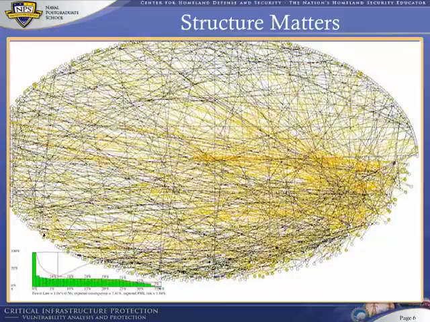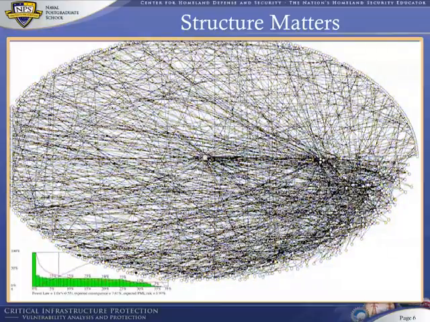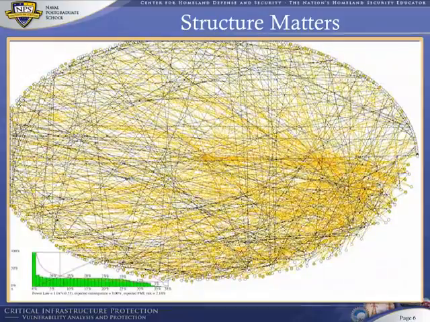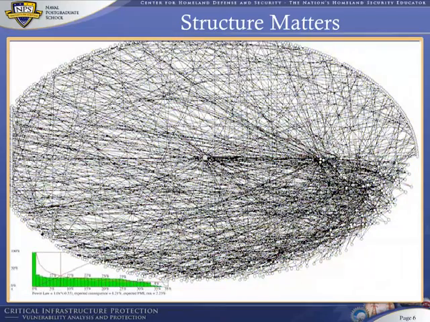This leads us to our main point. Because the Internet is scale-free, it is more vulnerable to the spread of a virus than a random network because it has hubs.